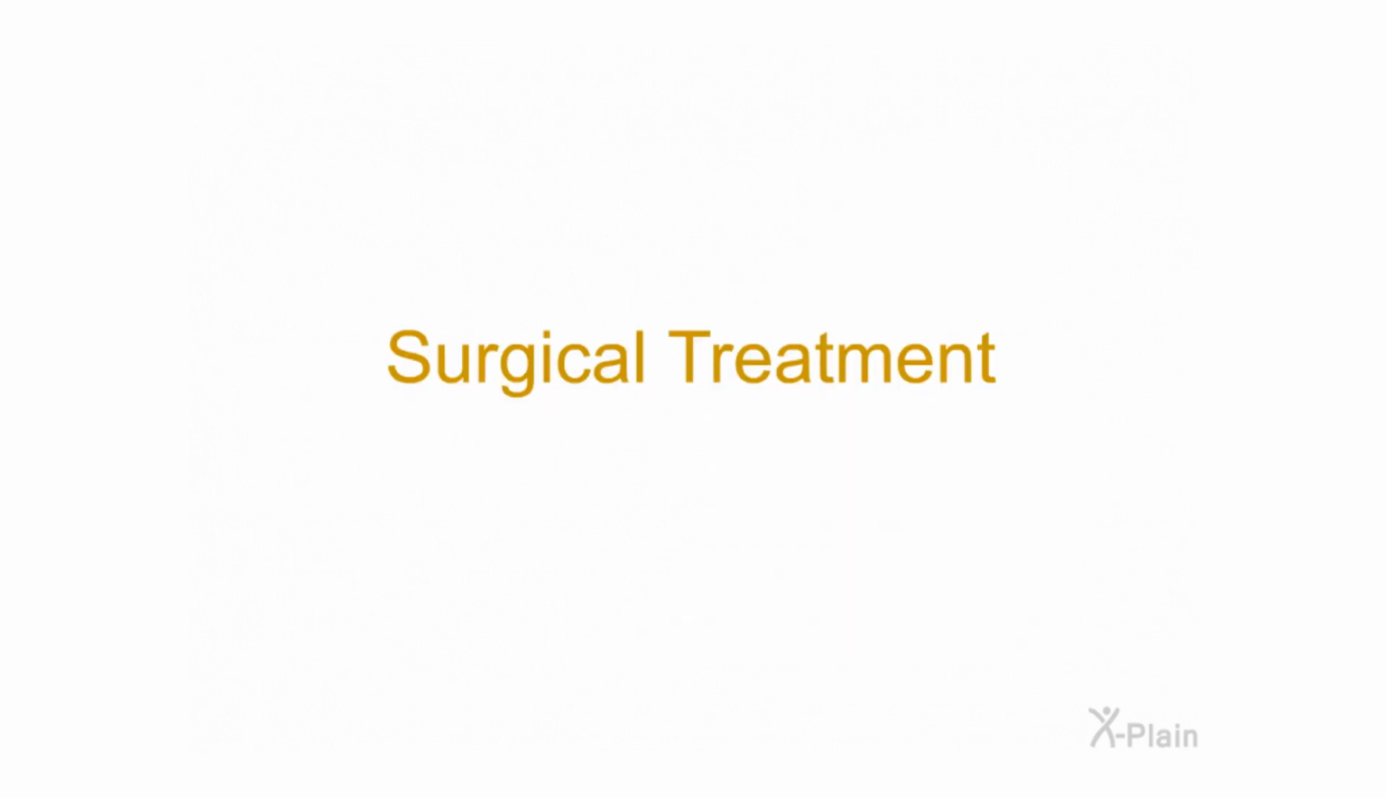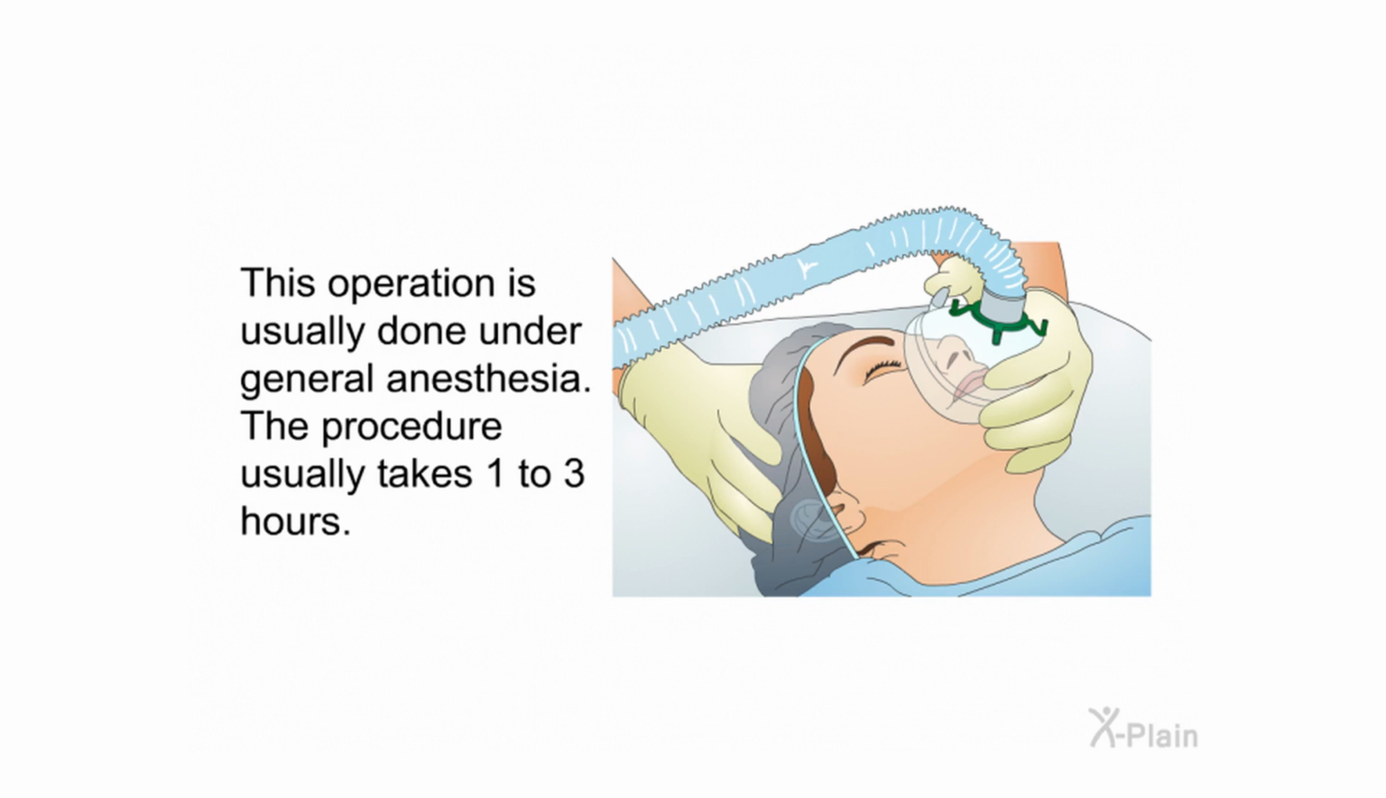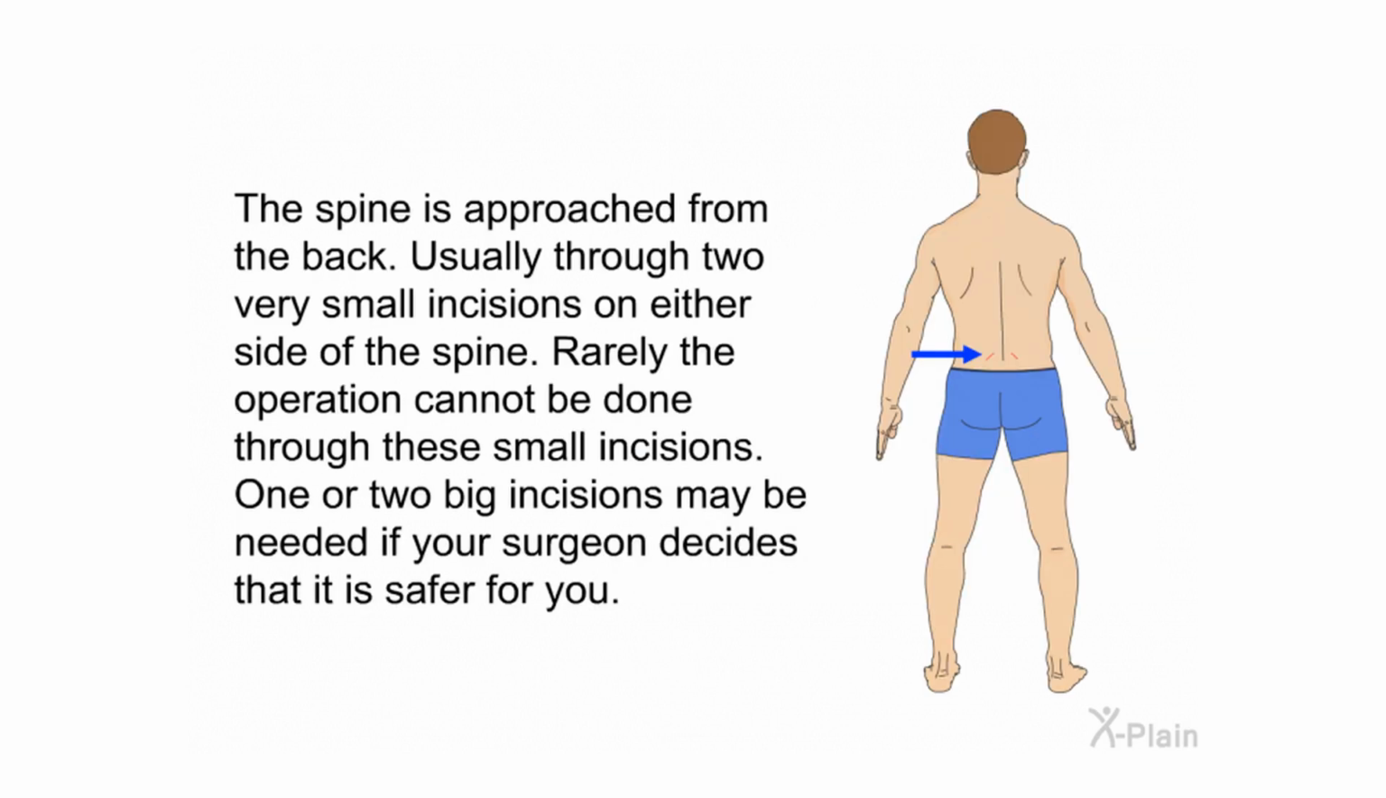Surgical treatment. This operation is usually done under general anesthesia. The procedure usually takes 1 to 3 hours. The spine is approached from the back, usually through 2 very small incisions on either side of the spine. Rarely, the operation cannot be done through these small incisions. 1 or 2 big incisions may be needed if your surgeon decides that it is safer for you.